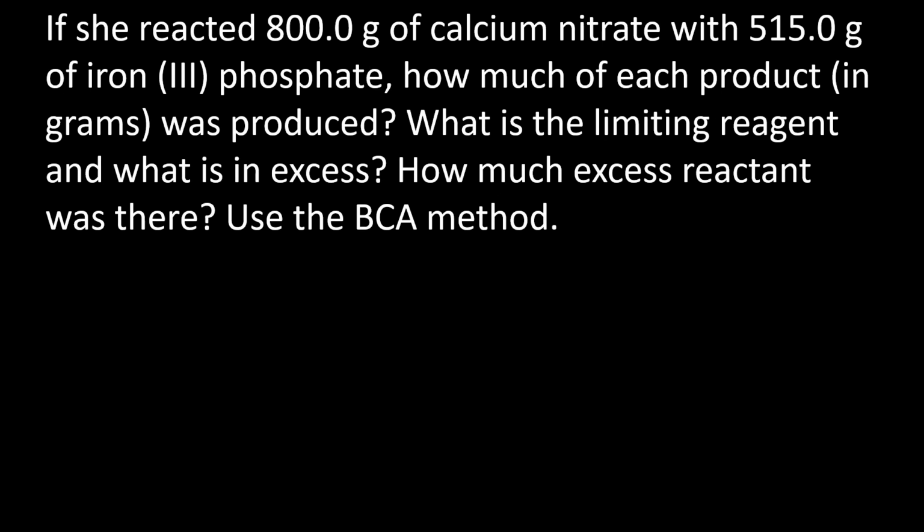So the second part to this question is to do a stoichiometry problem. It says, if she reacted 800 grams of calcium nitrate with 515 grams of iron 3 phosphate, how much of each product in grams was produced? What is the limiting reagent and what is in excess? How much excess reactant is there? And it says to use the BCA method.